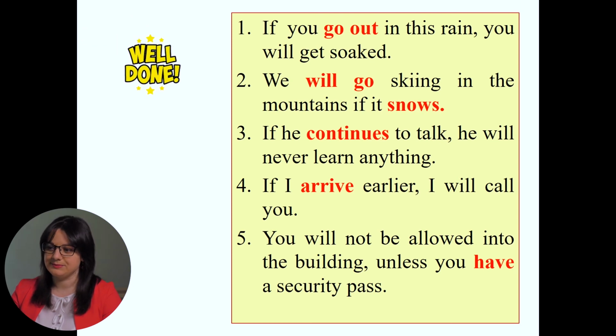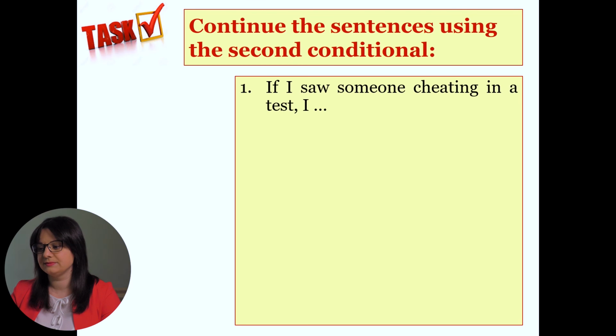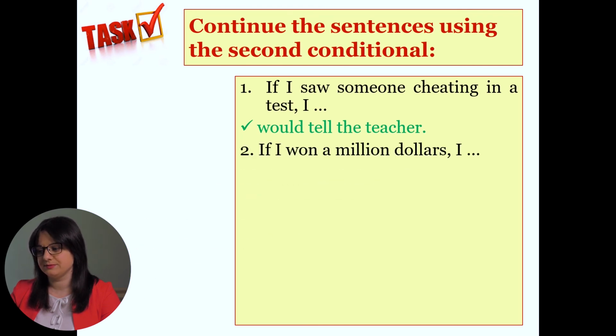Exercise number 3. Continue the sentences using the second conditional. I will give you my variant. If I saw someone cheating in a test, I would tell the teacher. Number 2. If I won $1 million, I would travel around the world.